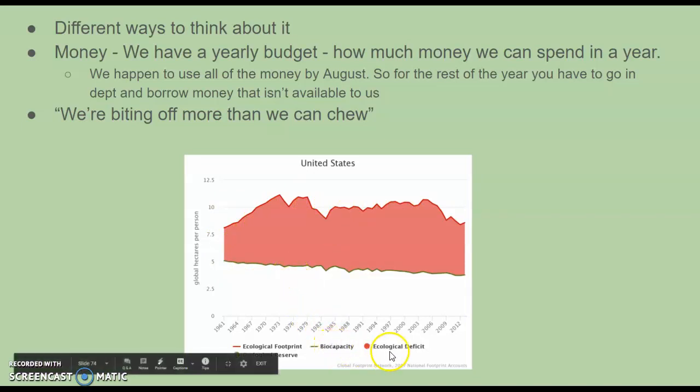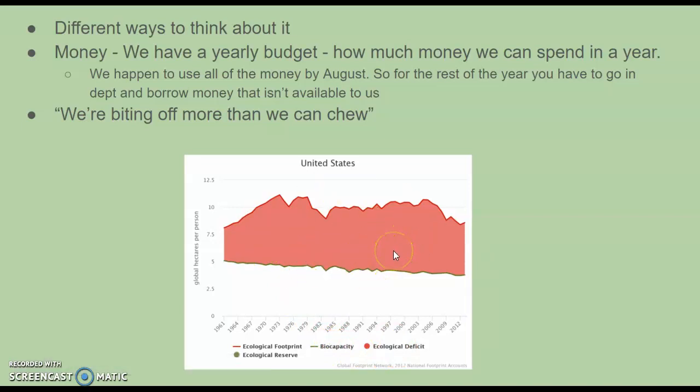So this ecological deficit is how many resources we're going above what's actually available to us. And remember, our planet can replenish those. It's just that they're not replenishing them as fast as we're using. Okay? So that's ecological footprint.